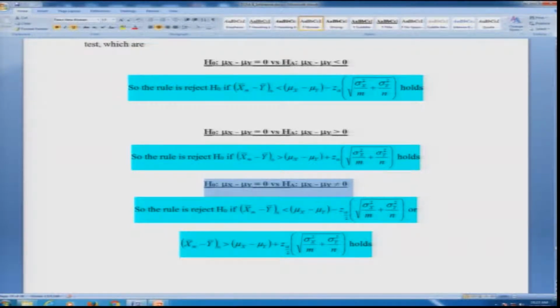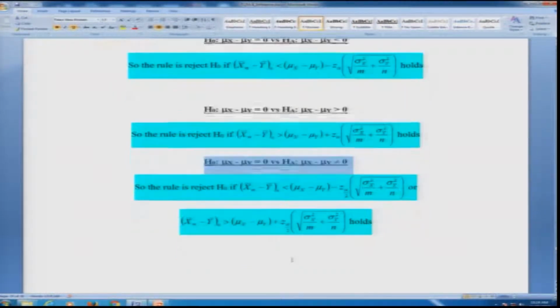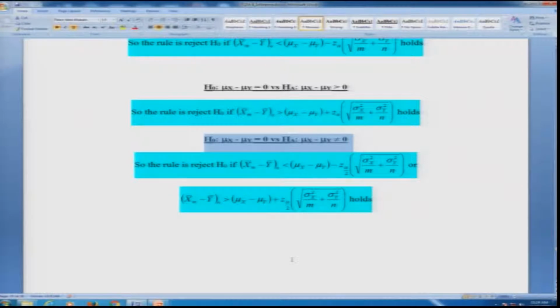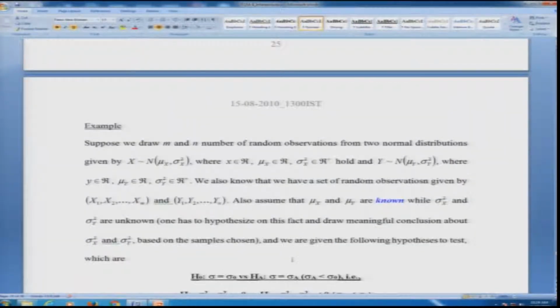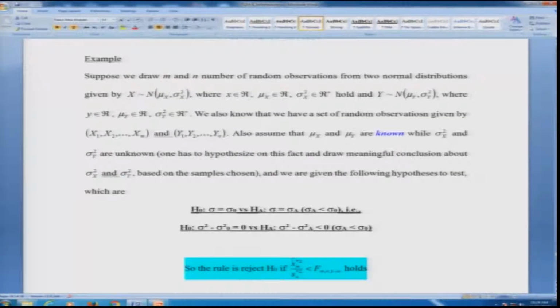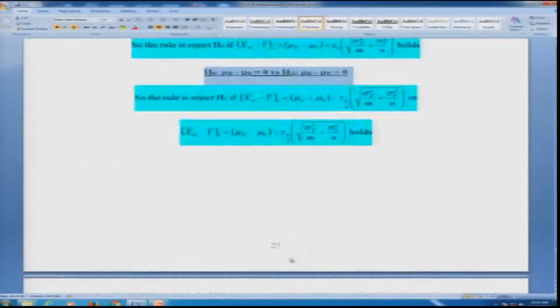Then the bracket part, which has to do with the pooled variance, remains the same, and in the other case, you will reject H naught when the difference between the sample means is greater than the difference between the population means plus z alpha by 2, multiplied by the pooled sample population variance. I am just scrolling up, I have not written the formula, but it will become clear to you.